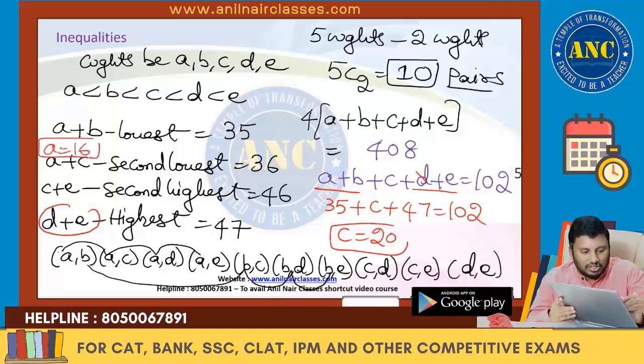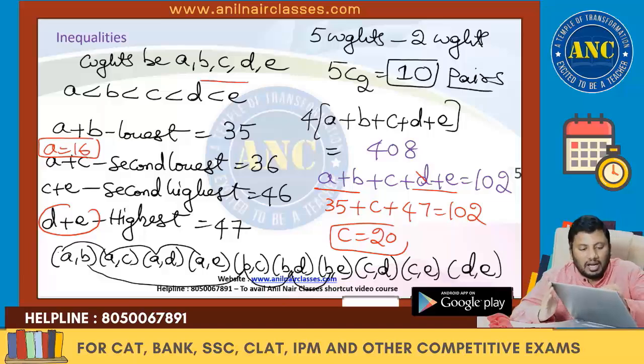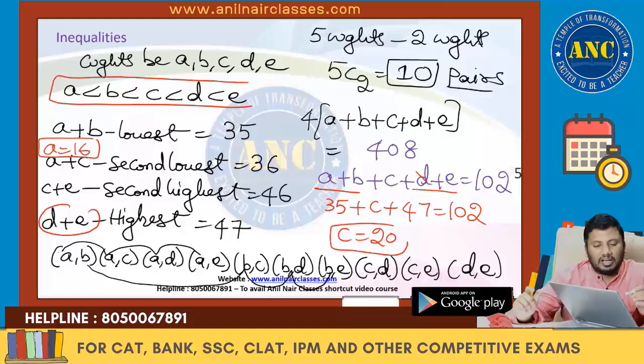Nothing but 16. A is 16. I hope it is clear. Very easy question. Previous question learning we have discussed in this problem. If the weights are in ascending order, lowest we can determine, second lowest we can determine, highest we can determine, second highest we can determine.